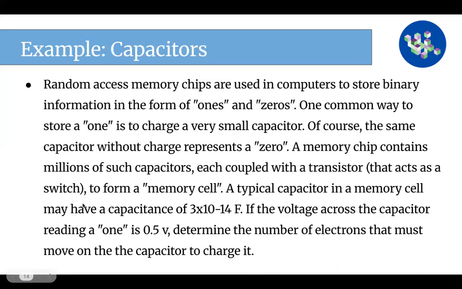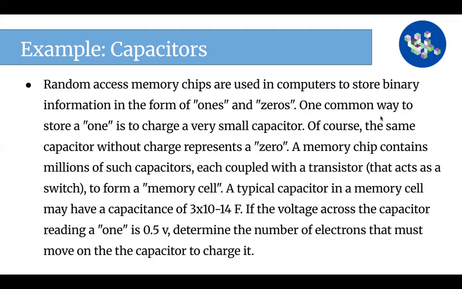All right, here's an example. Random access memory chips are used in computers to store binary information in the form of ones and zeros. One common way to store a one is to charge a very small capacitor. Of course, the same capacitor without charge represents a zero.